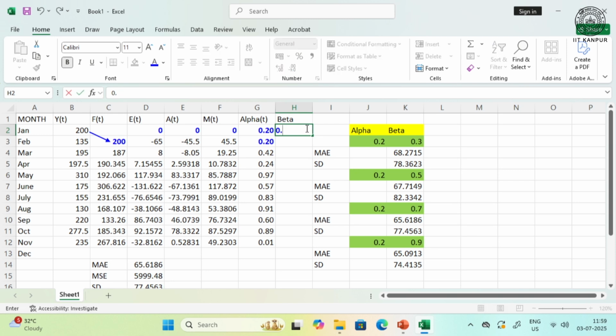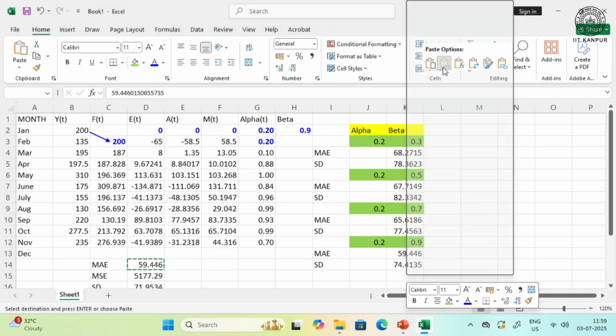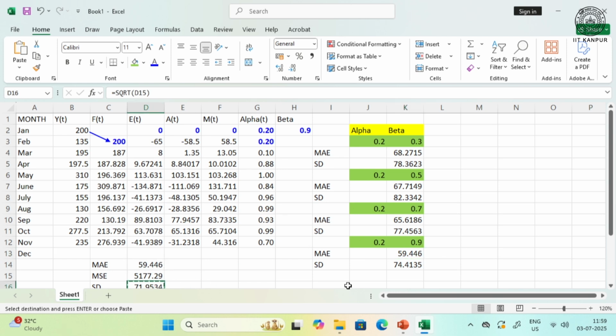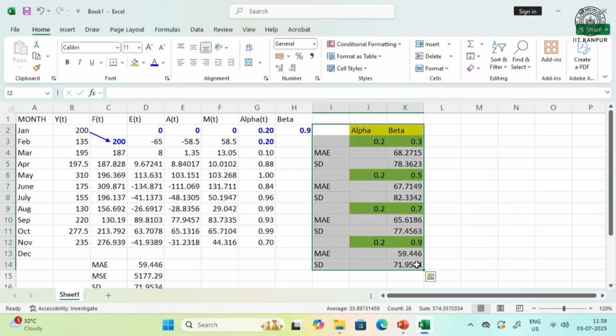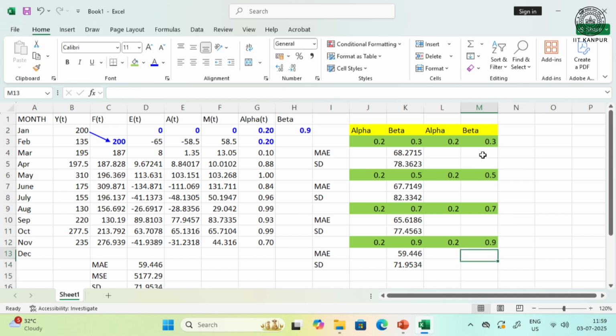And finally, 0.9 for beta, mean absolute error and the standard deviation is this. Now, I will repeat this for another value of alpha. Beta, I will keep the same. So, these values will be replaced. I am replacing these when they come.